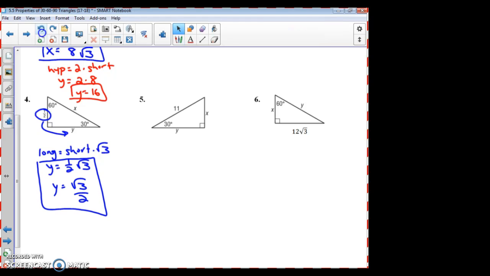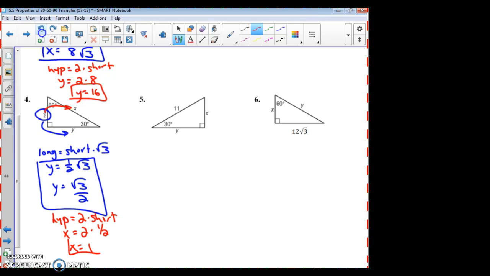In terms of finding the hypotenuse, we know there's a connection between the hypotenuse and the short leg. The hypotenuse is 2 times the short leg, and so x equals 2 times 1/2, and so the hypotenuse has a length of 1.